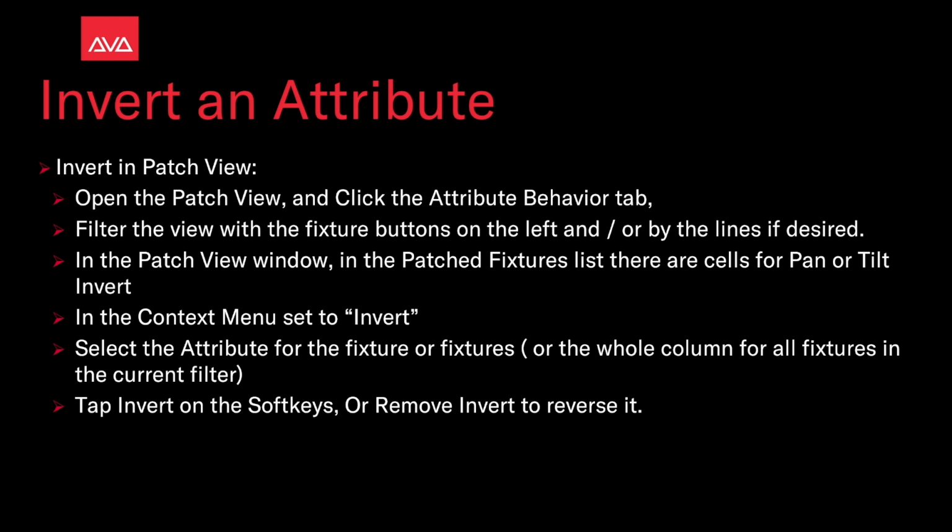To invert in the patch view, open the patch view, click the Attribute Behavior tab, and turn the view with the fixture buttons on the left, and/or by the lines if desired. In the patch view window, in the patch fixture list, there are cells for pan or tilt invert, or in the context menu, set to invert.